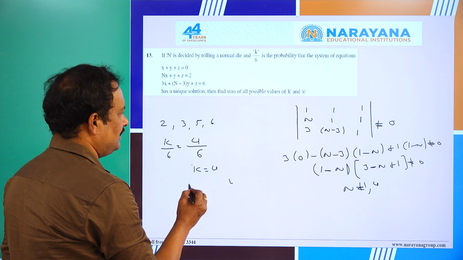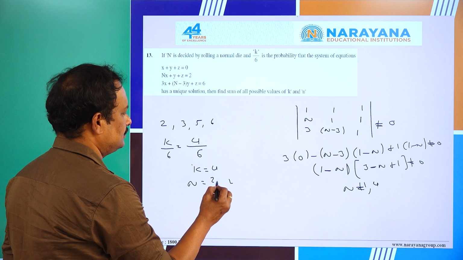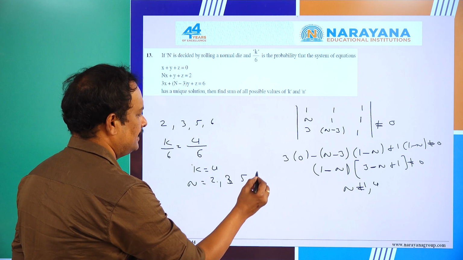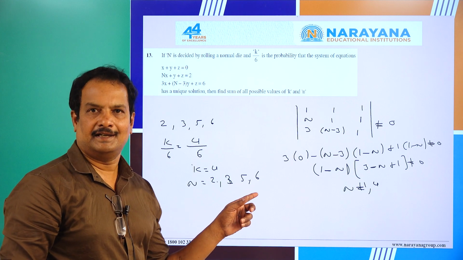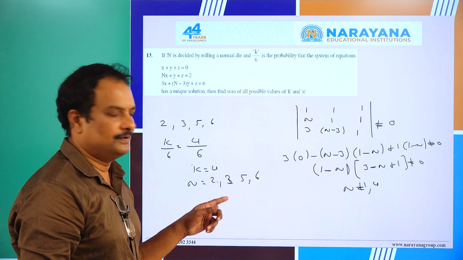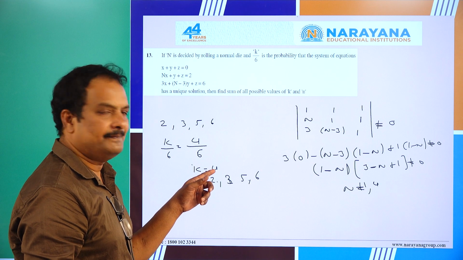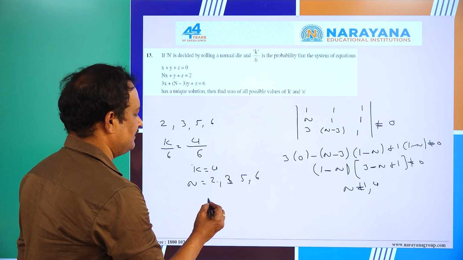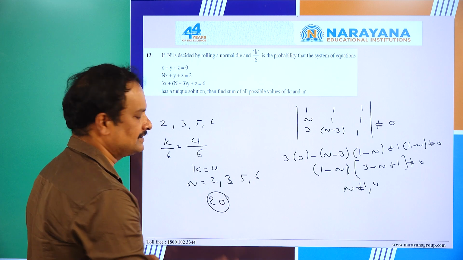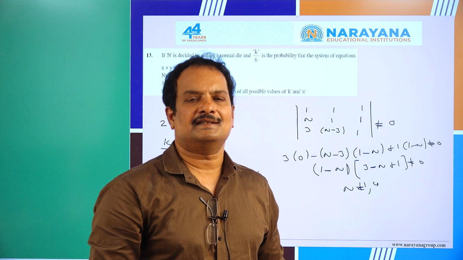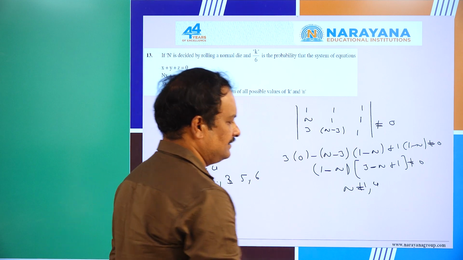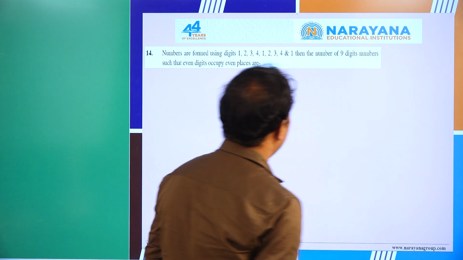So what are the n values it can take? N is 2 or 3 or 5 or 6. These are the values n can take. N can't take 1 and 4. So k can take 4, obviously. Now you can clearly see that the sum of the values of n and k, that means 20, is the answer for this one, because he is just asking the sum of all the possible values of k and n. So that is the answer for this. Now let's go for the next question.